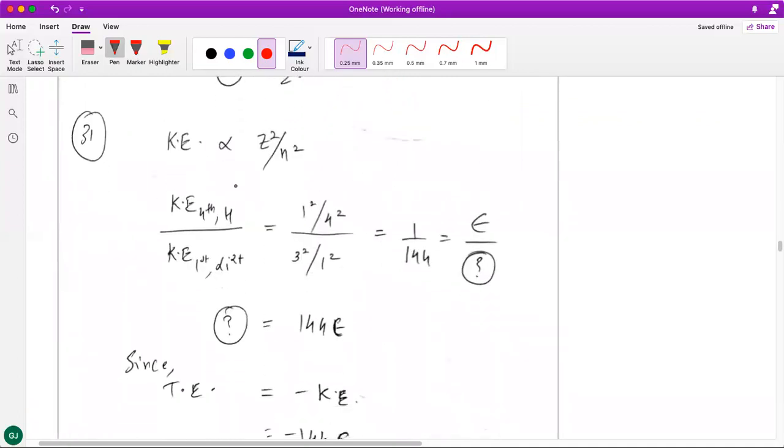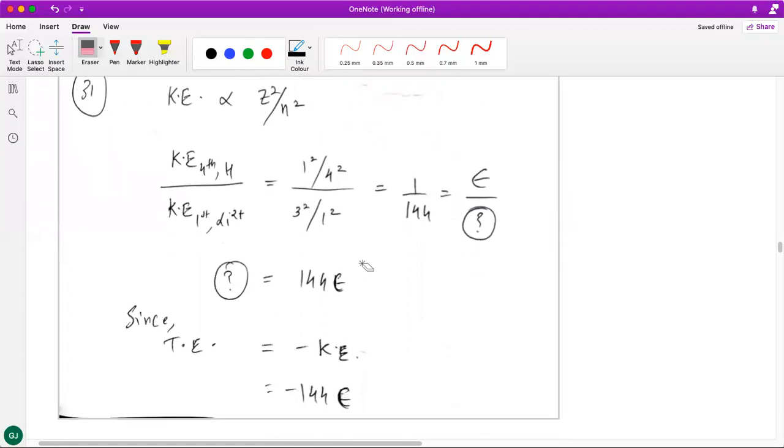Now, 31st question was also on the same lines, that you have been given the kinetic energy of a certain case and are being asked the kinetic energy of certain other case. Okay, single electron system. So the formulas of Bohr model of atom are applicable. So we use the proportionality that kinetic energy is directly proportional to Z square by N square, and then we take the ratio and put the Z and the N of the respective cases to get the unknown. Okay.